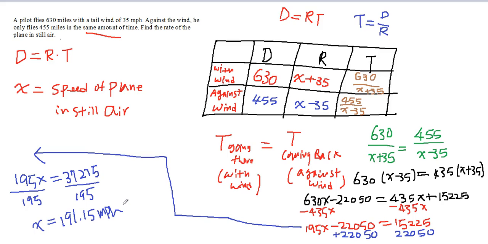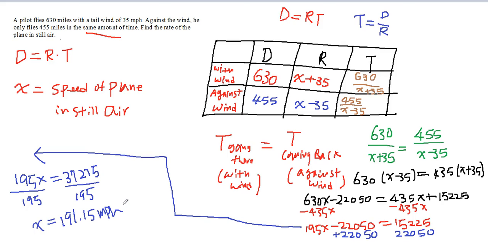If you go with the wind, then it will be 191 plus 35, so you get 226 miles per hour. If you go against the wind, you have to subtract 35 miles per hour, so that would be about 157 miles per hour, because the wind is 35 miles per hour. So this is the typical case of gaining speed and losing speed by the direction of the wind.